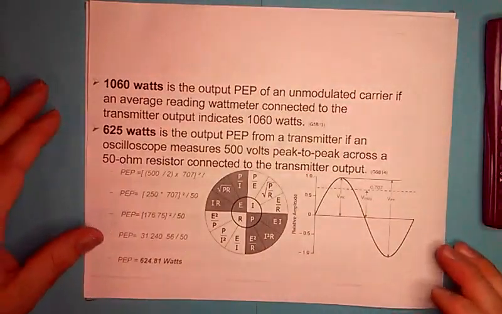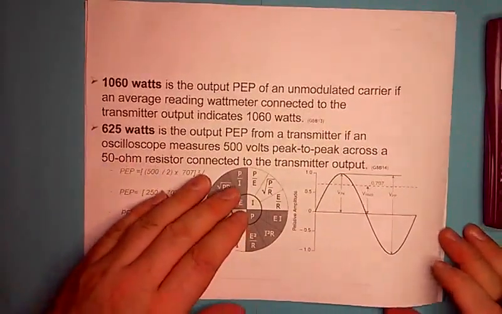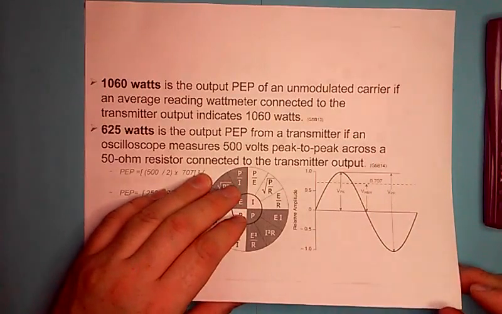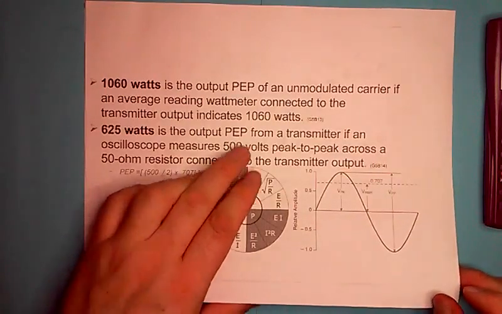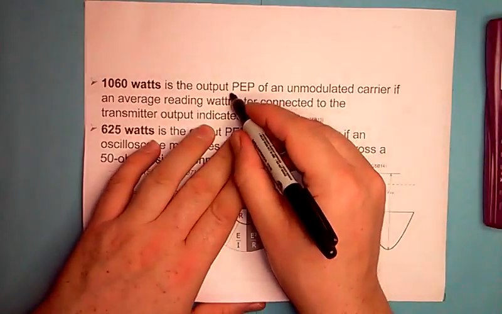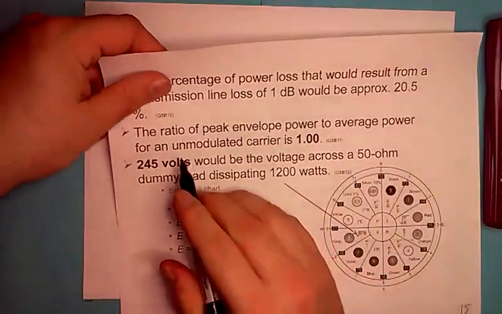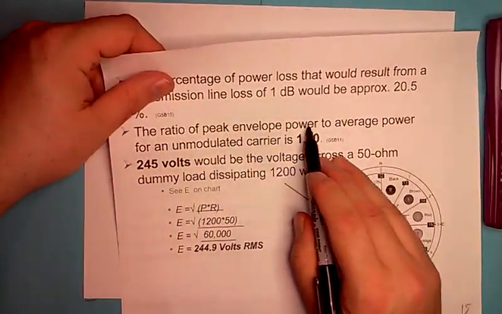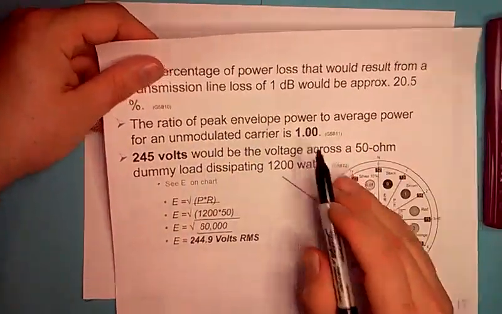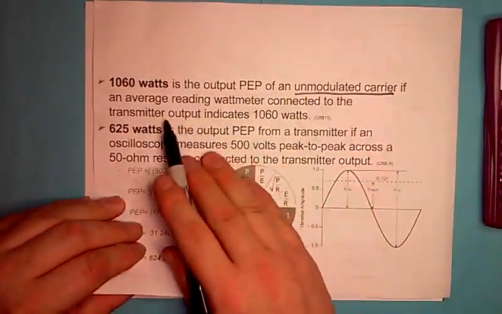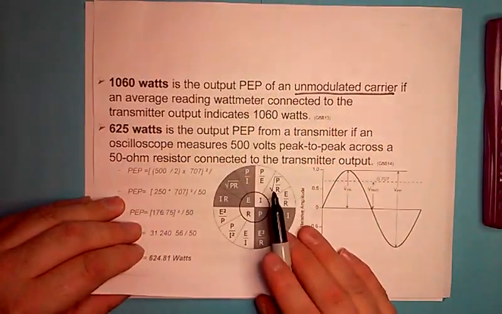Okay, next one. 1060 watts is the PEP of an unmodulated carrier with an average reading of the watt meter connected to a transmitter output indicated 1060 watts. All right, so this again goes back to it's an unmodulated carrier. So if we go back to this one, the ratio of peak envelope power to average power is 1. So peak envelope power of an unmodulated carrier, a ratio of 1 gives us 1060.